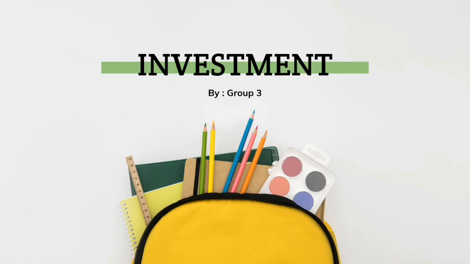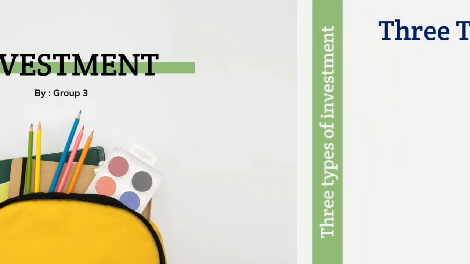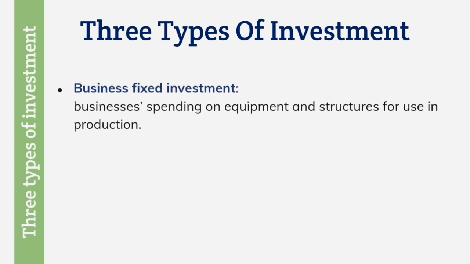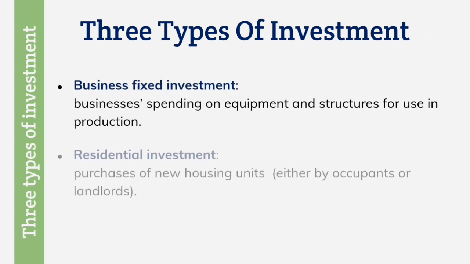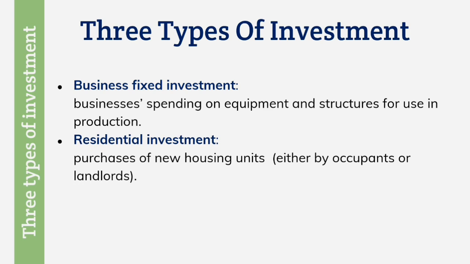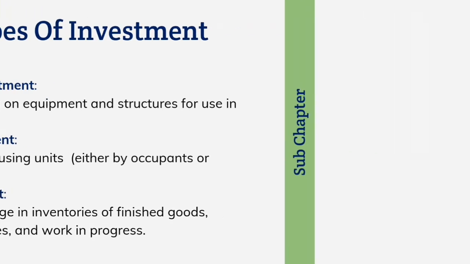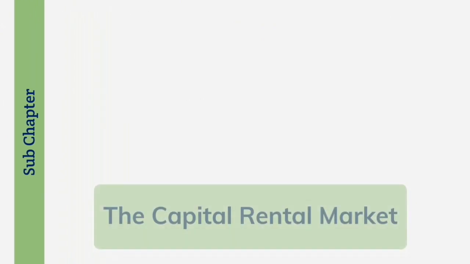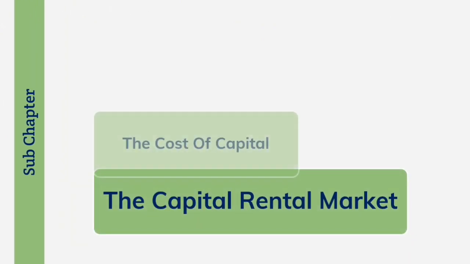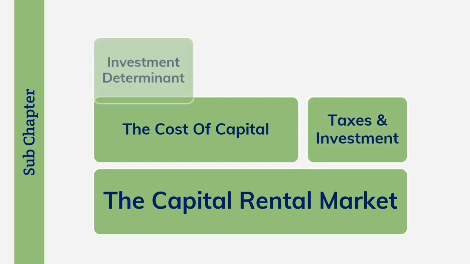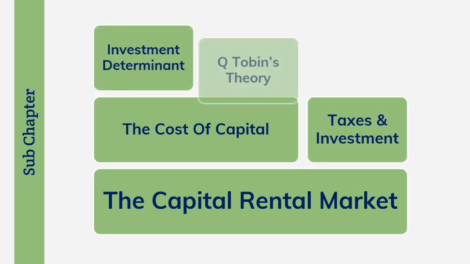We will discuss the three types of investment. Okay, business fixed investment is divided into six sub-chapters. The first one is the capital rental market, then the cost of capital, the taxes and investment determinants, Tobin's theory, and the last one is financial constraints.